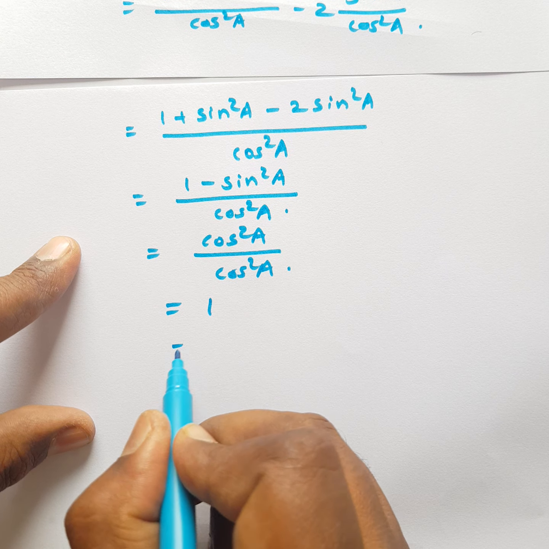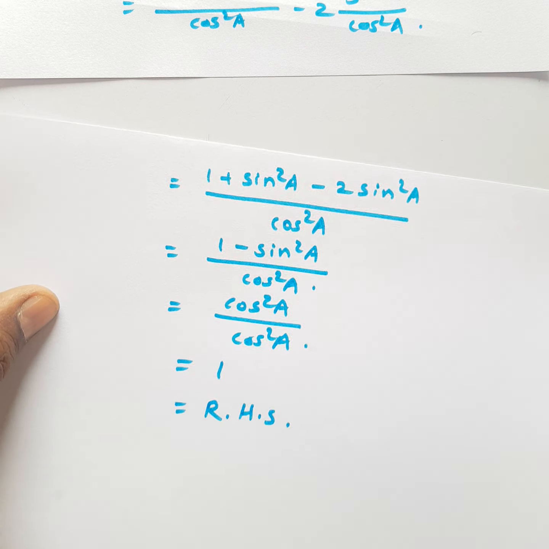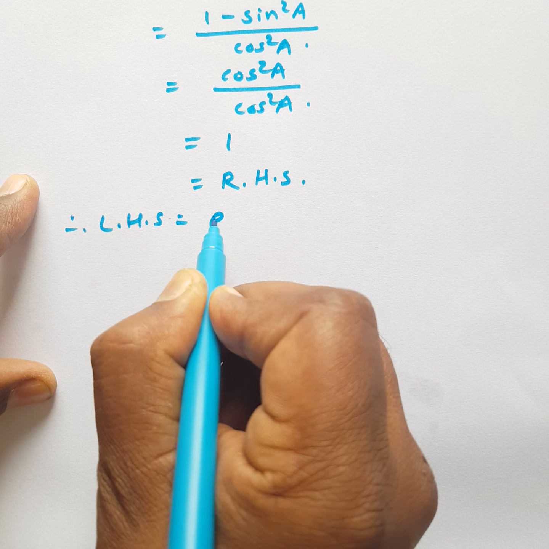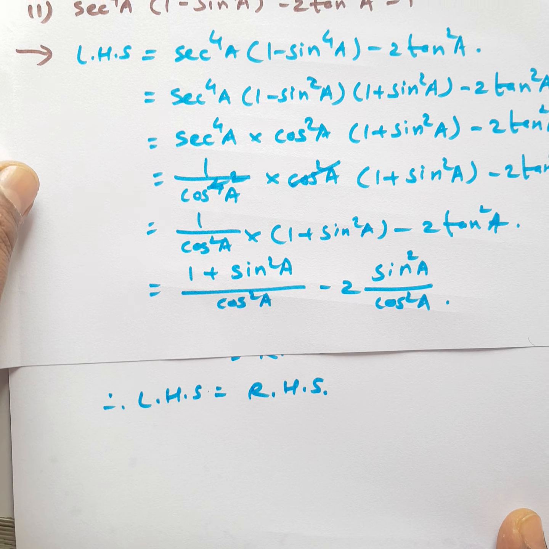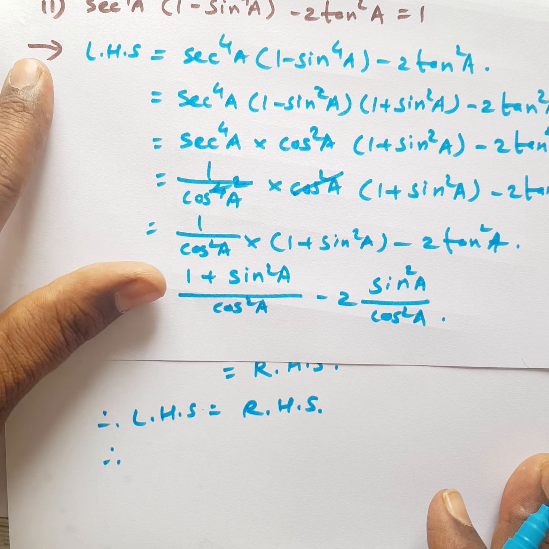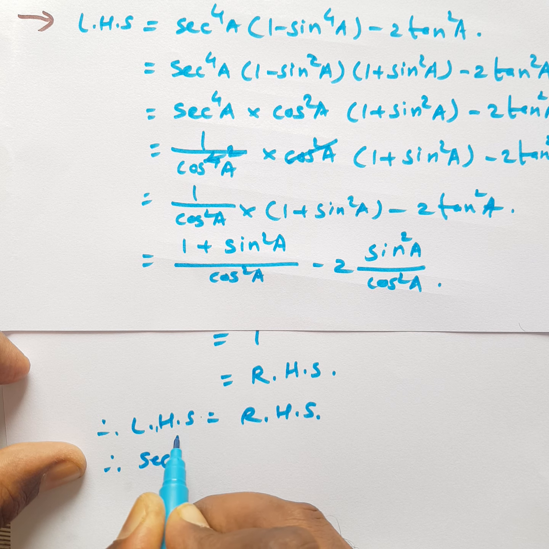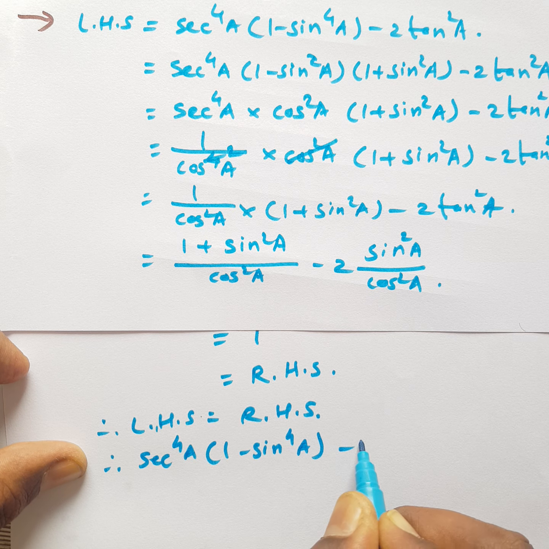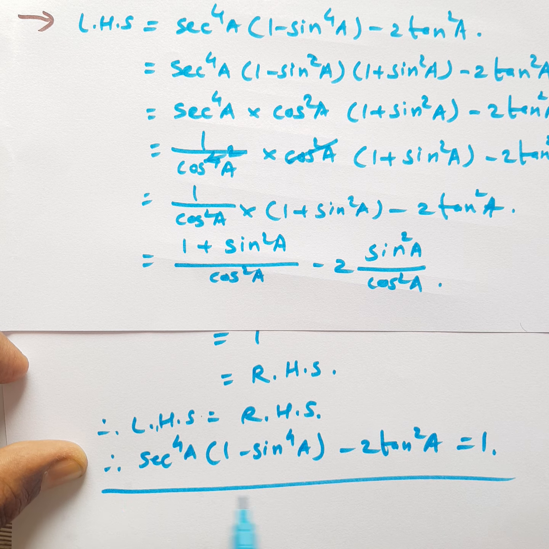Our right hand side is also 1. Therefore left hand side is equal to right hand side. Means we have proved left hand side is equal to right hand side. Again see, the left hand side was sec raised to 4 A into 1 minus sin raised to 4 A, minus 2 tan square A, is equal to 1, and it is proved here.